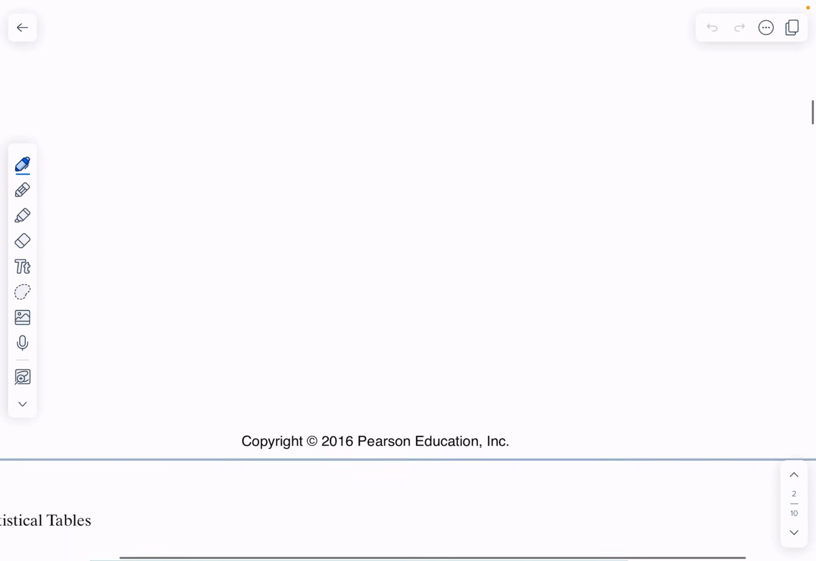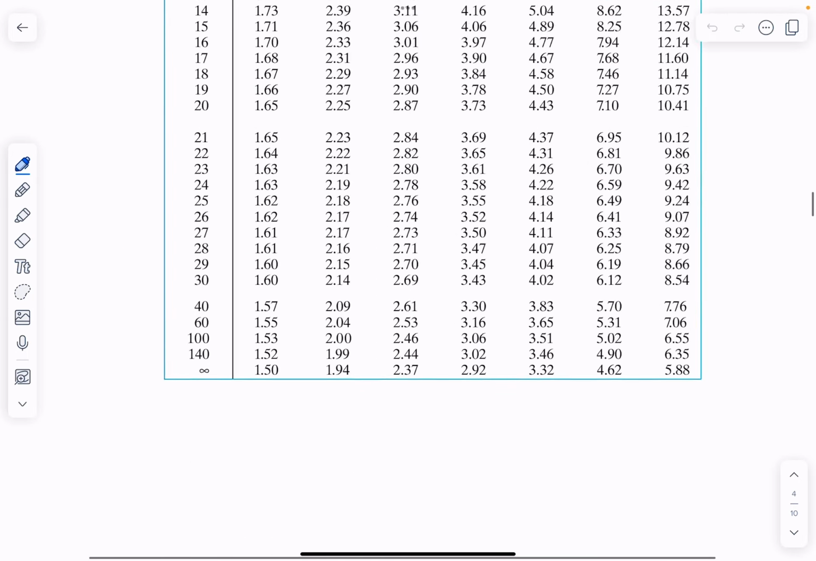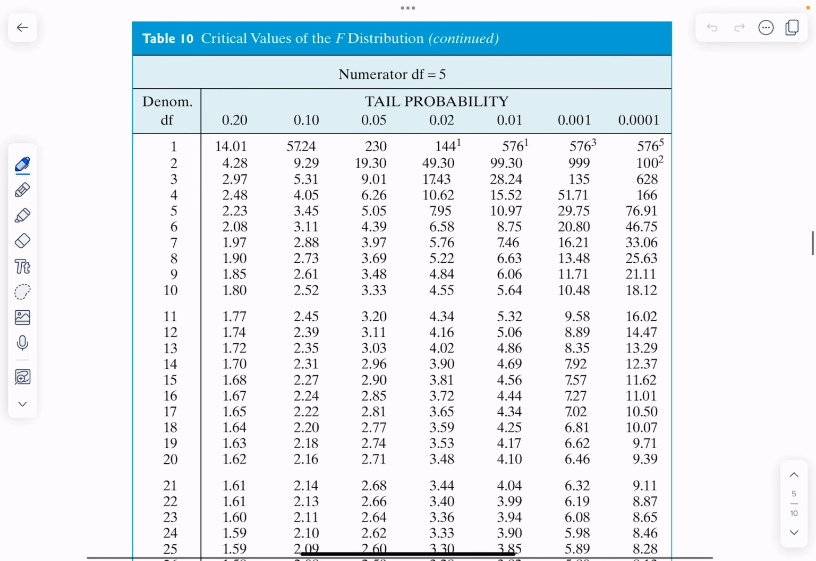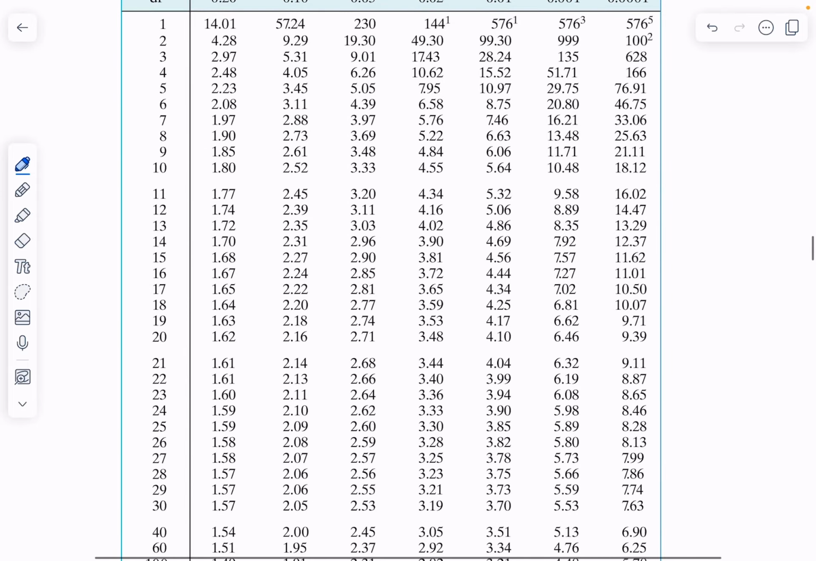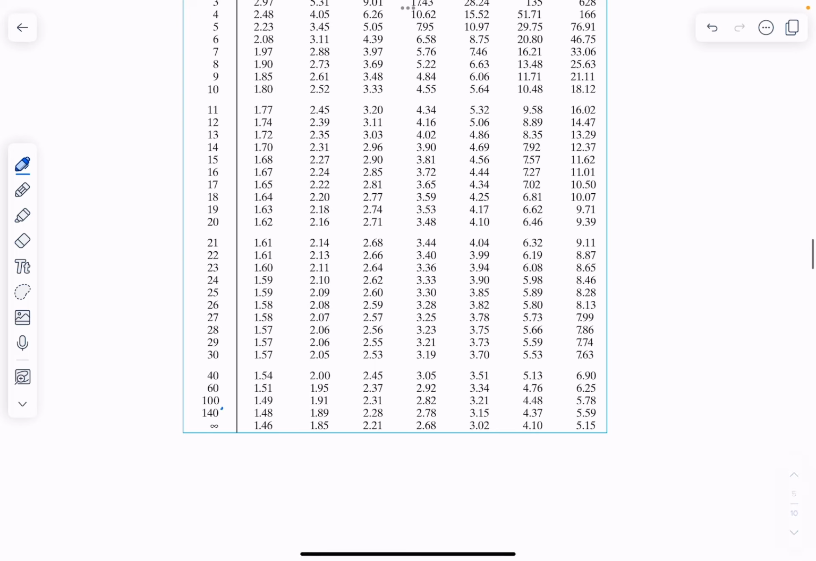groups. But we're going to just keep scrolling down until we get to the degrees of freedom in the numerator of 5. So this is a series of charts. So this is actually for 6 groups. And then what we're going to do is go down to the denominator degrees of freedom of, oh, it's not even on the chart. So 140 is the highest number that we have. Remember, we had a denominator degrees of freedom of 1,044.